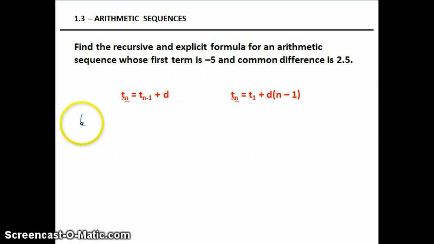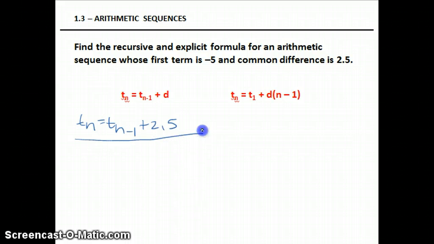So if I have t sub n equals t sub n minus 1, do we know what our previous term is? No. Do we know what term we're looking for? No, we're not looking for a term. But we do have a common difference. It's 2.5, and it's positive, so we're adding it. So we say plus 2.5. This is the answer that we're looking for.